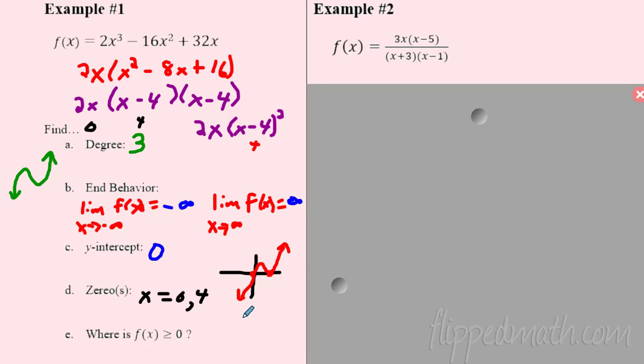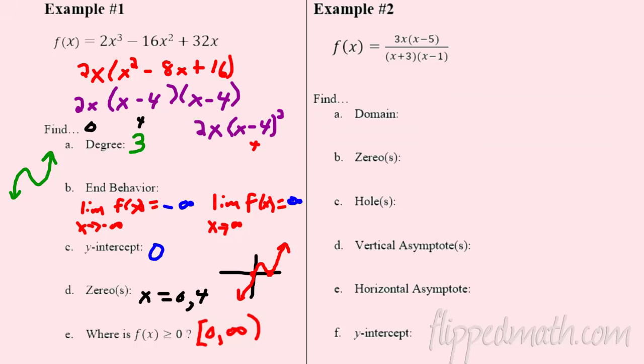So where is this bad boy positive? It looks like it's a positive. Once it hits 0, it stays positive. So really, it's going to be positive anywhere from 0 to infinity. Awesome. So that's kind of a blast from the past there. Excellent. How about with rational functions?